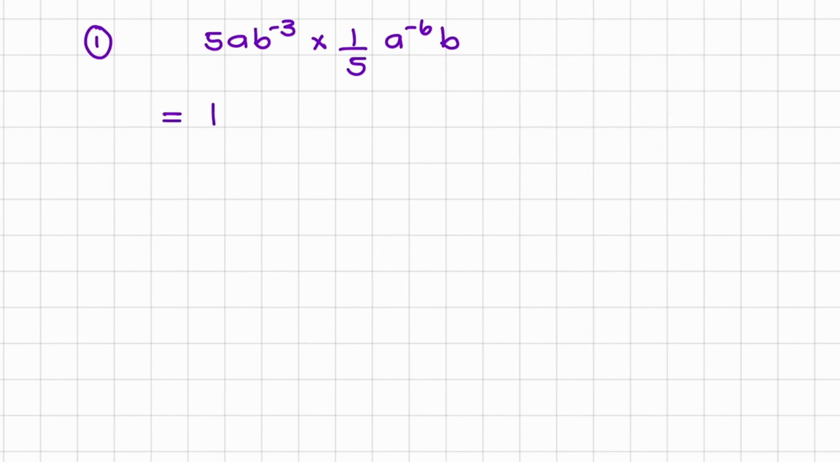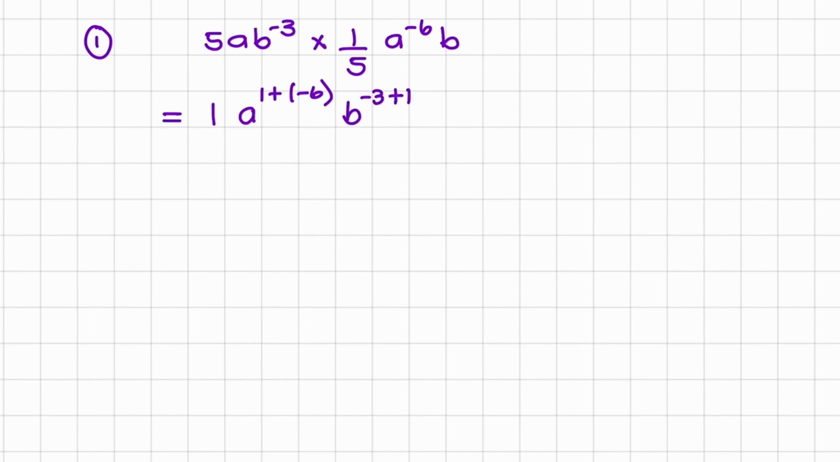Now we can work with the exponents. So I have a to the power of 1 and a to the power of minus 6. And because we are multiplying, we'll add those together. So it'll be 1 plus minus 6. Then we take the exponents of b and add them together. So it's b to the power of minus 3 plus 1.